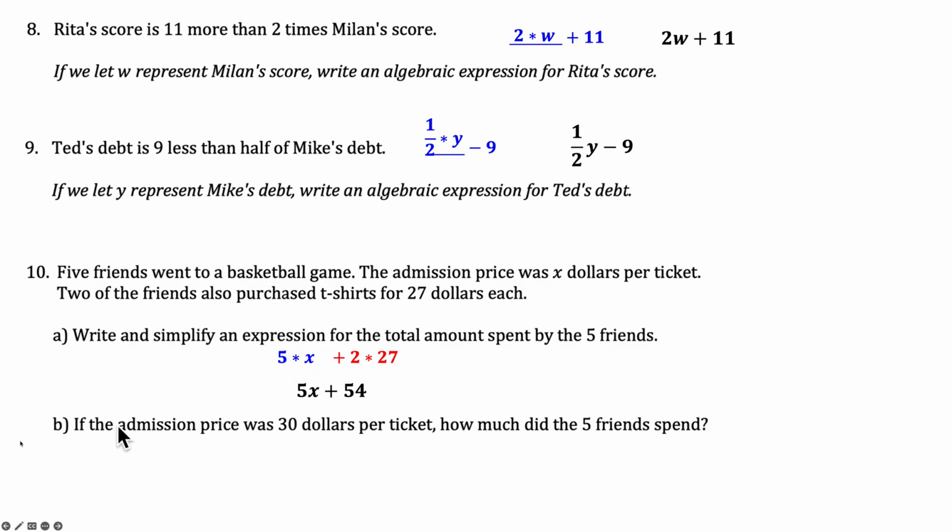Now part B, it says, well, if the price of the ticket was $30, now we're going to substitute 30 in for X. So 5 times 30 is 150, plus the 54 for the t-shirts, that's $204.